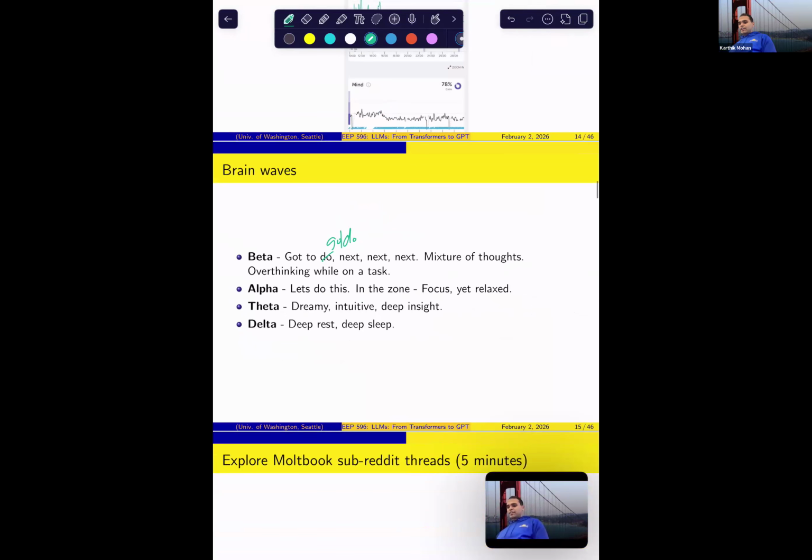And then there's alpha. Alpha is the thing that people describe as being in the zone. I'm solving this assignment or mini project, and I'm in the zone. I'm not distracted. I'm able to get through it very quickly. That's alpha, right? So it's focused yet relaxed. And theta is dreamy, intuitive, deep insight. It typically happens when you dream, but also when you daydream, and when you're creative. If someone says I'm painting, and I just got fully absorbed in that painting, at that time your theta is active, right? And then delta is deep rest, deep sleep.